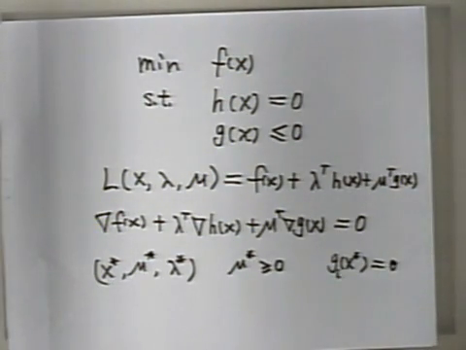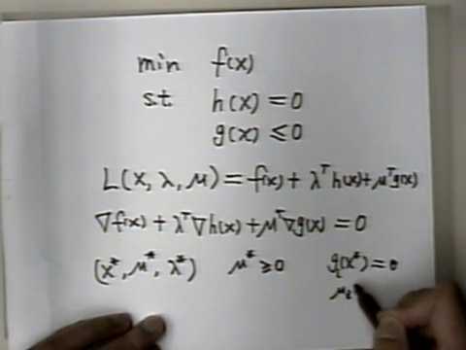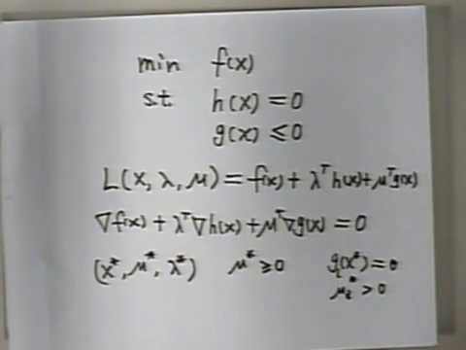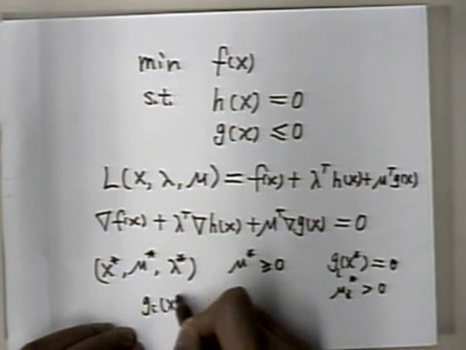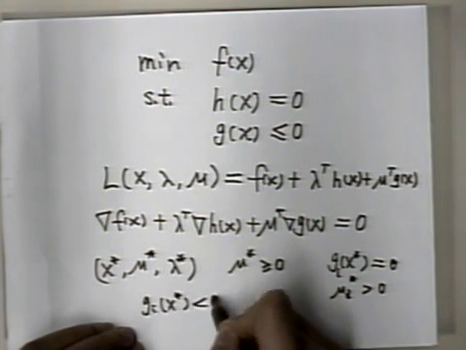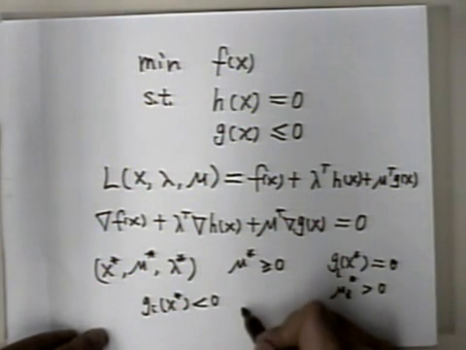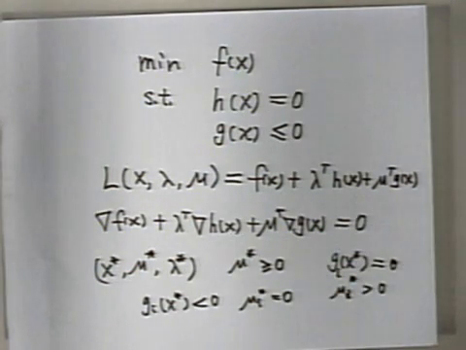That means a particular inequality constraint is active, which means what? This mu i star will be, in general, positive. Okay? On the other hand, if gi of x star is less than 0, that means the inequality is inactive, which will force this mu i star to be what? 0, right?